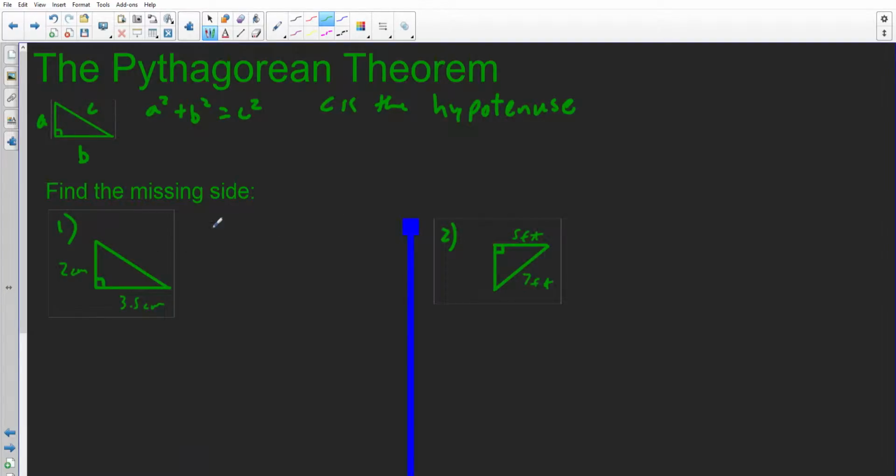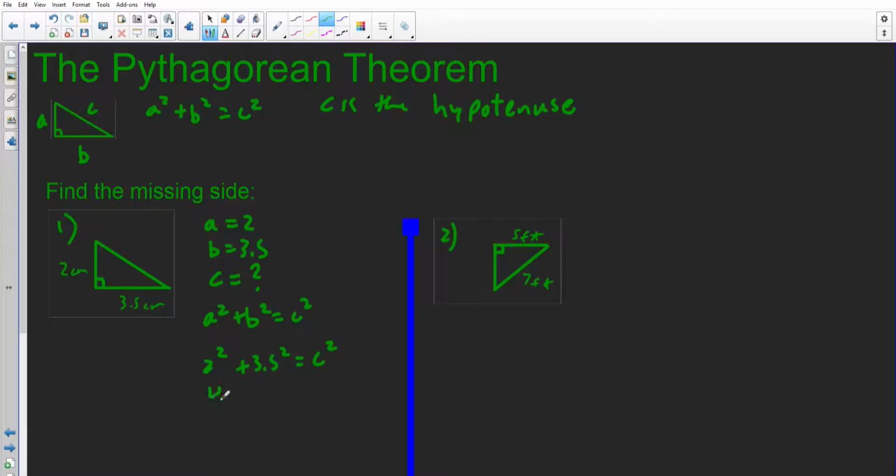So let's try this question here. We know that a is equal to 2 and b is equal to 3.5. Doesn't really matter which one we choose. I could have said b is equal to 2 and a is equal to 3.5. The question would still come out right. What does matter is that we don't know what c is. So when we set up the equation a squared plus b squared is equal to c squared, we fill in 2 squared plus 3.5 squared is equal to c squared, and we're going to solve for c.